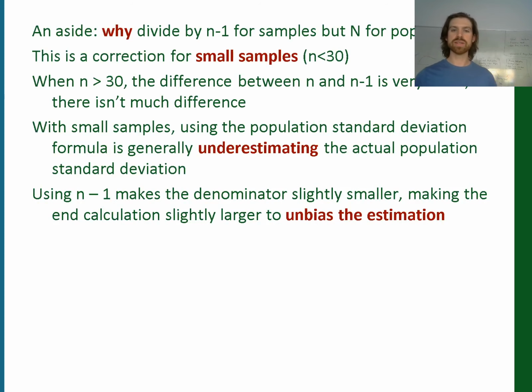But the issue is that essentially when you have very small samples, you might end up underestimating the actual population standard deviation. So that's why we use n-1.